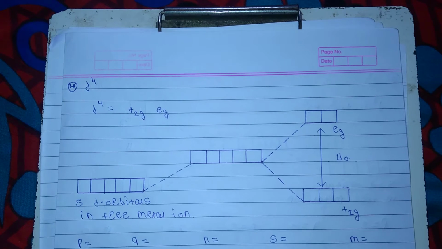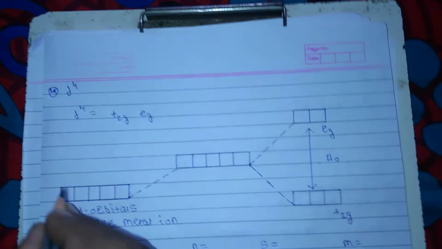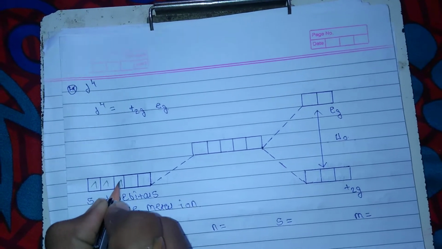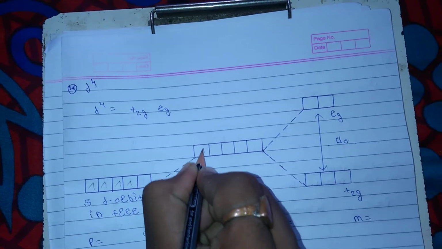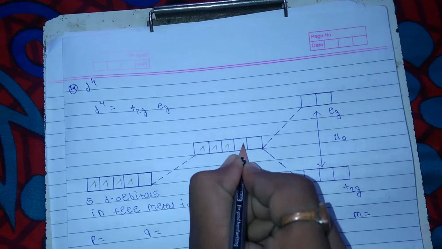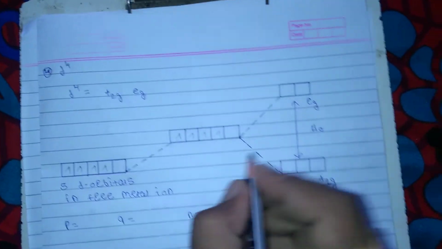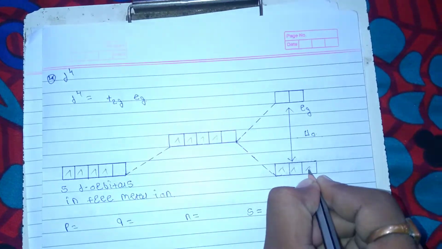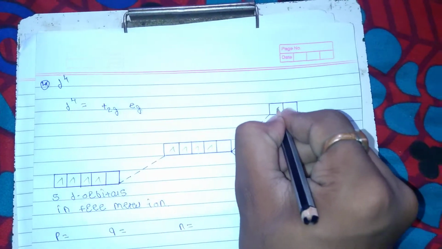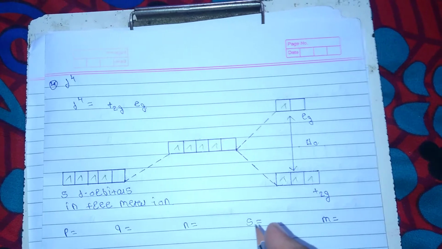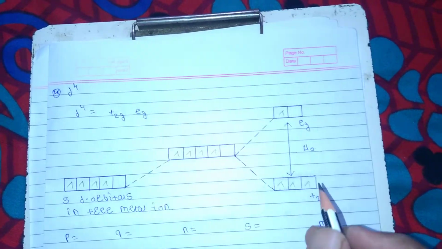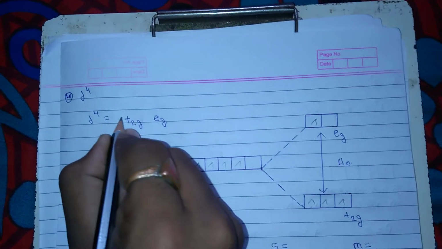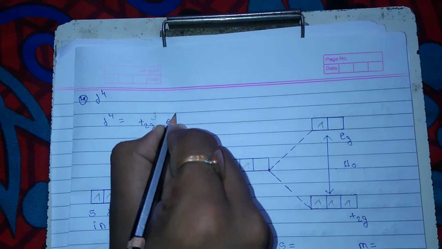In the d4 configuration, the 4 electrons, 1, 2, 3, 4, go in the hypothetical degenerate d orbitals. Of these 4 electrons, 3 electrons go in the t2g set, 1, 2 and 3, and 1 electron goes in the eg set, because this is a high spin complex, or weak field ligand. So the 1 electron goes in the eg set. So d4 is equal to t2g3 eg1.